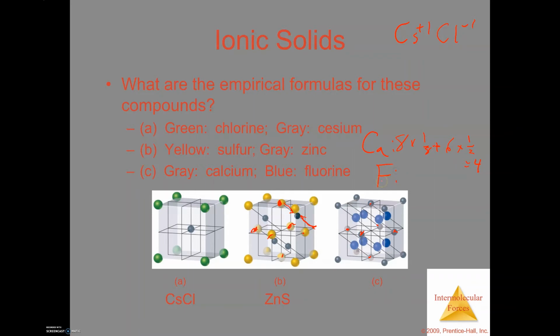Now the fluorine is blue. Where are the fluorines found at? They're found inside. And there's 8 of those. 1, 2, 3, 4, 5, 6, 7, 8. 8 times 1. And that gives you a value of 8. So you have Ca4F8, which reduces to CaF2. And if you go back and you look at your periodic table, you will find that that should be what the empirical formula is based off the charge of calcium, which is +2, and fluorine, which is -1.